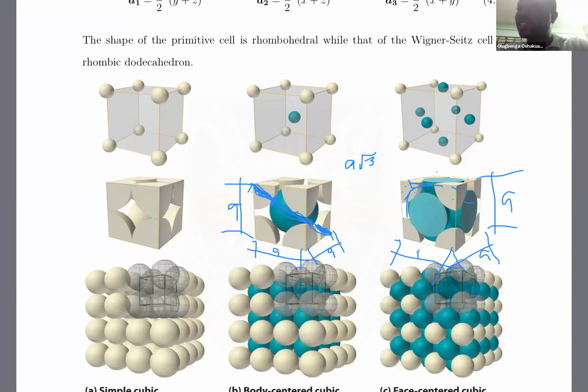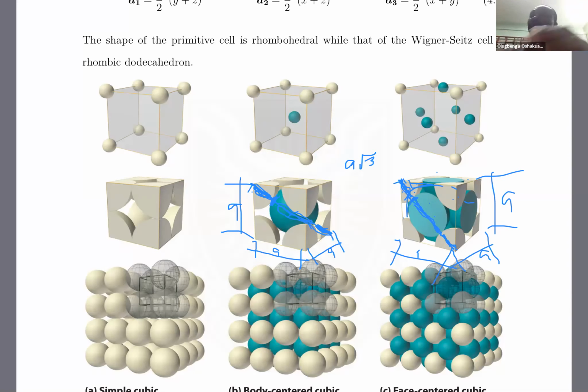And for the face-centered cubic, we look at this cube and we calculate the length of this face diagonal. What's the length of this face diagonal? Knowing that, we can also know that 1/4 is being taken by the first sphere, half is being taken by the second sphere, and 1/4 is being taken by the third. That can help us deduce the largest volume of a sphere that can occupy this cube.